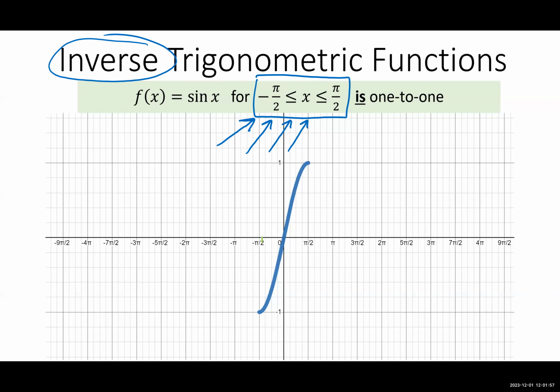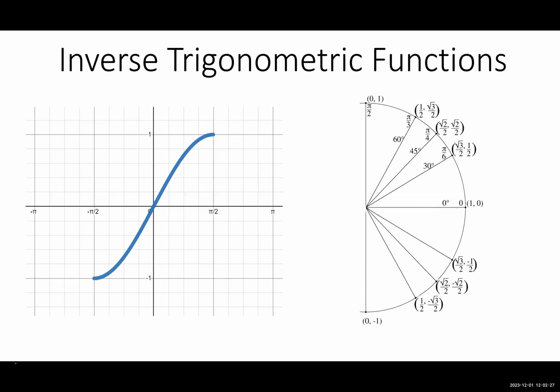Now, if we look at the x-axis, this is negative pi over 2 to pi over 2. Now remember, the x-axis, these are angles. So we're only looking at angles from negative pi over 2 to positive pi over 2. So that's not the whole unit circle. We can't look at the whole unit circle. That is actually the right half of the unit circle.